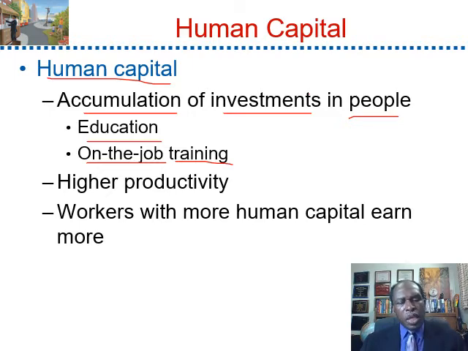Usually workers with more human capital get paid more than workers with less human capital. Why? Because workers with more human capital have higher productivity, and higher productivity means higher wages. We learned that from Chapter 18. Therefore, workers with more human capital earn more money.